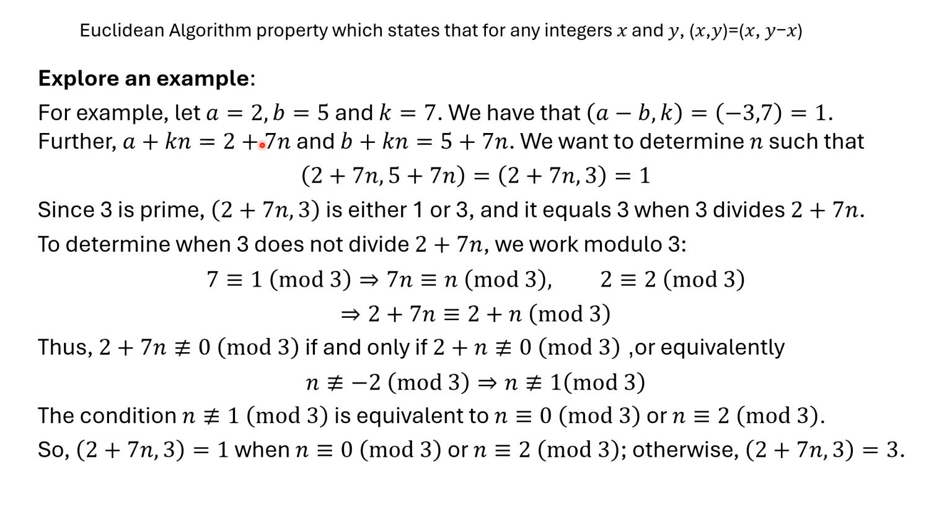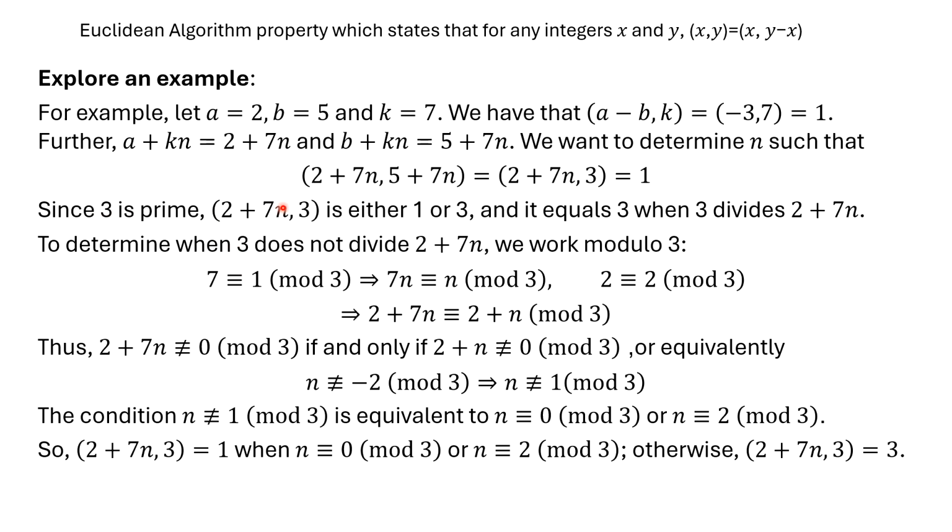And so we get a plus kn equals 2 plus 7n, and b plus kn equals 5 plus 7n. And we want to determine n such that the GCD of these two numbers is 1. And we can simplify this using the Euclidean algorithm property, which says the GCD of x and y is equal to the GCD of x with y minus x. So we'll let this first term be x and this second term be y. Then we get x here, and then y minus x is this minus this. That's 3. So we want to know for what value of n this equals 1.